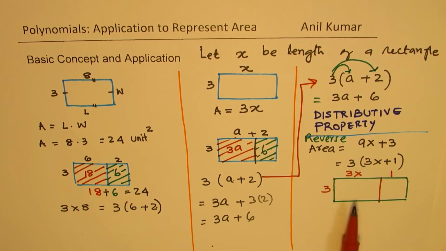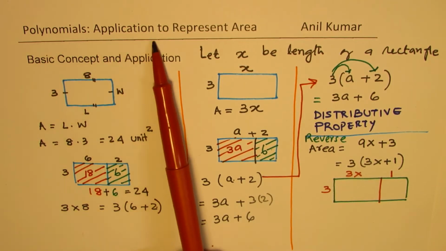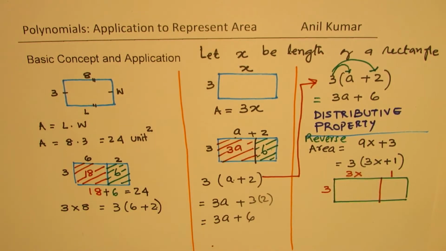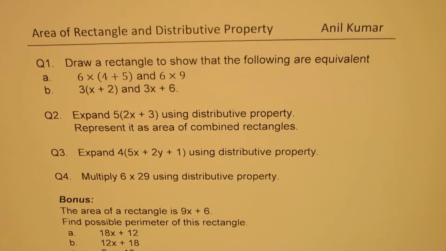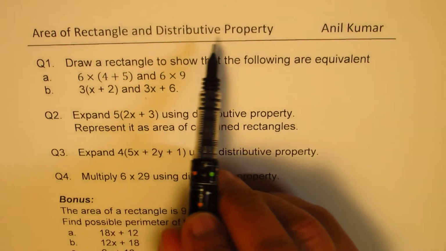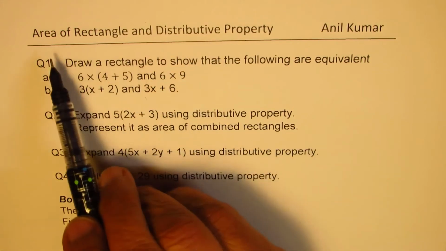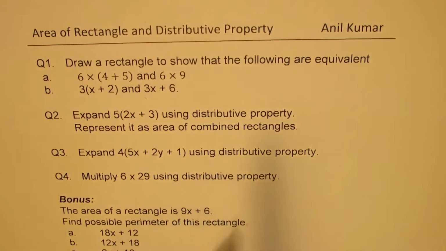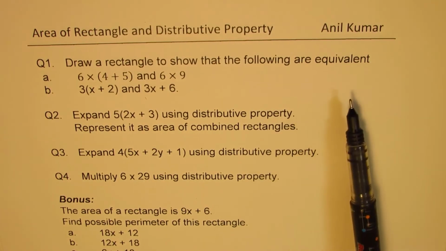Now we'll have few examples for you based on this concept to explore more about polynomials and their application to represent area. This is for our middle school students who learn distributive property using area of rectangles. So based on this, we have 5 questions here. We'll answer them one by one. Let's try to understand these questions.